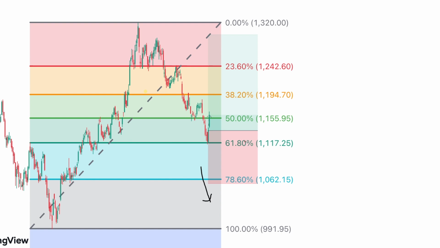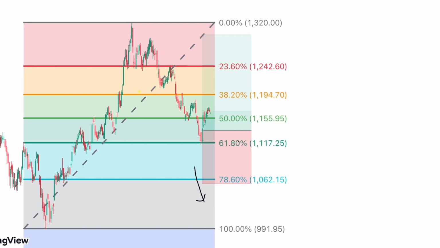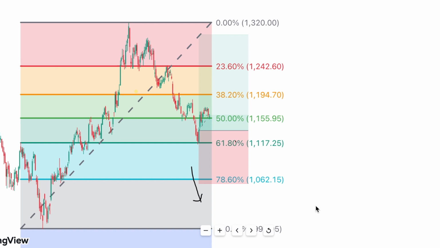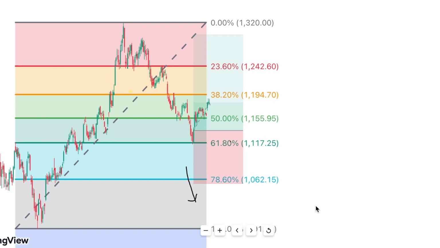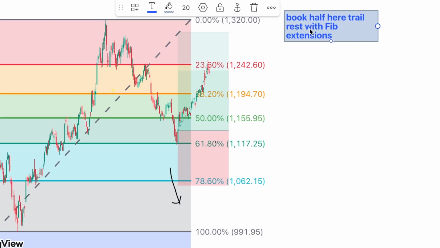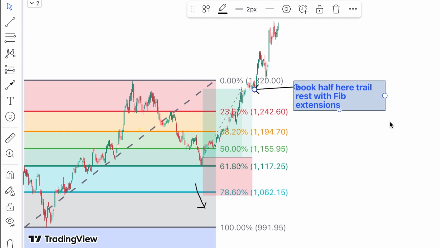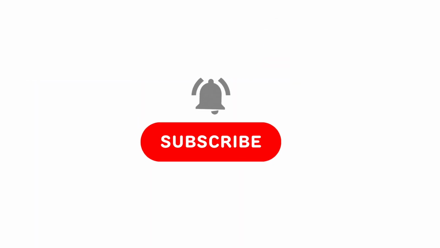So again, here's the pro tip. You don't need to exit everything as soon as you hit your target. If the price continues moving in your favor, start trailing your stop loss to lock in additional gains. A smart approach is to book half your profits once your target is reached and then trail the rest using Fibonacci extensions for even higher targets. And that's it for today's strategy.